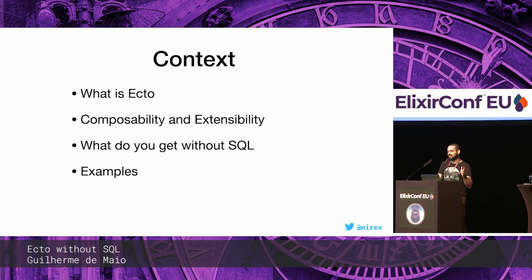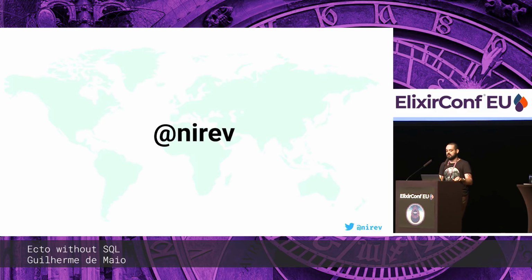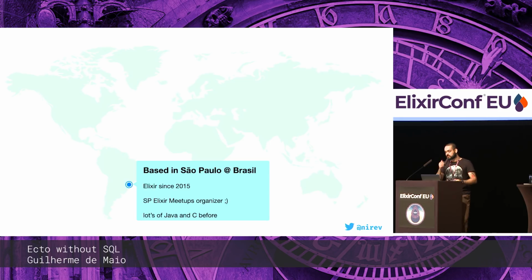And before I start, I'd like to talk just a bit about myself and my context. I go by Nirev on most of the internets, so you can find me there, especially Twitter. I'm based in São Paulo, Brazil. I've been using Elixir as my primary language since 2015. Before that, I was doing mostly Java, C, embedded code, media applications. And then I joined a startup there in 2015 and started using Elixir, and I'm in love since then.